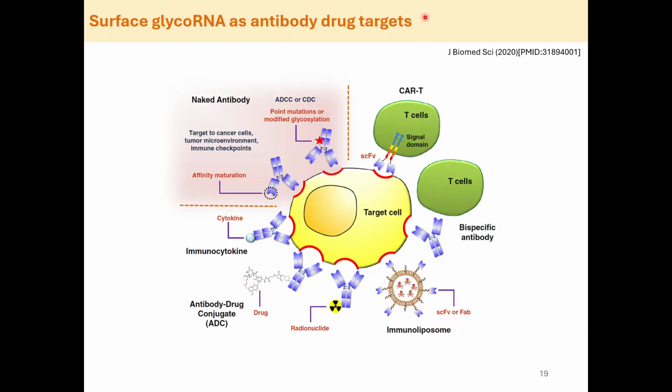GlycoRNA targeting naked antibodies, antibody-dependent cell-mediated cytotoxicity, ADCC, chimeric antigen receptor T-cell therapy, CAR-T, bispecific antibodies, immunoliposomes, radionuclide, antibody-drug conjugate, ADC, and immunocytokines are many strategies for developing therapies of glycoRNA-associated diseases.